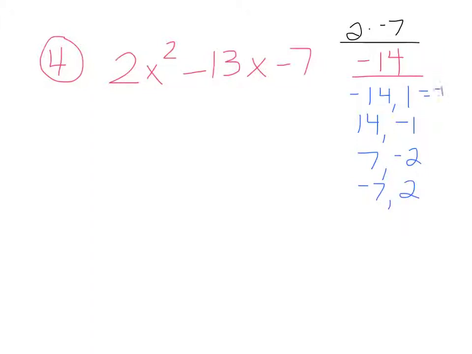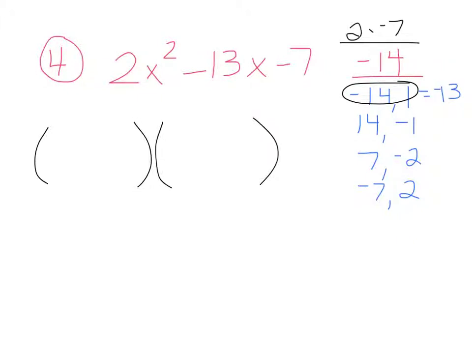The first one adds to negative 13, and we can actually stop there because we know we want it to equal negative 13. So we're actually going to use our very first two numbers that we found. List your parentheses. Okay, and again, since this number right here is not a 1, I'm going to put 2x in both parentheses. Get rid of the squared, but you're going to put the 2x in both parentheses as the first term. Now we fill in the two numbers that we came up with over here. So minus 14 and then positive 1.